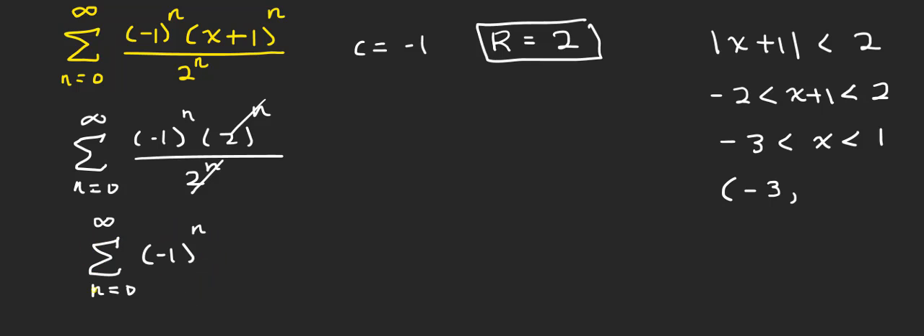Now what happens to this infinite series? Well, again, by the n term test, the limit as n goes to infinity of negative 1 to the n does not go to 0. So therefore, by the n term test, this series also diverges.